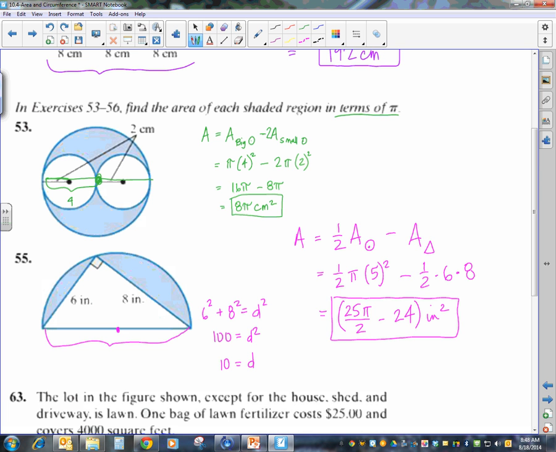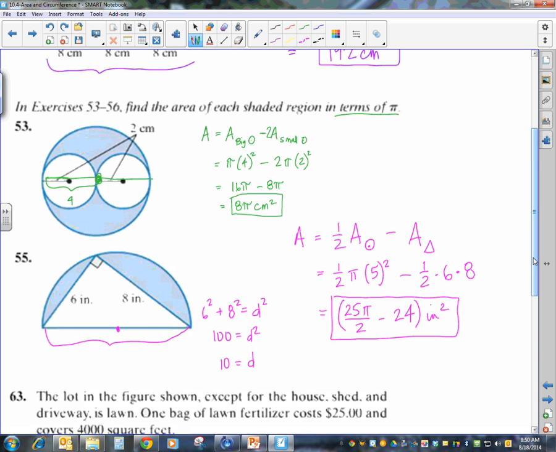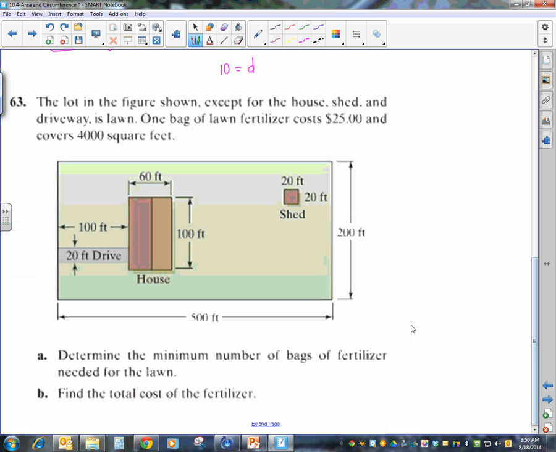Okay, one last problem about fertilizing your lawn. This last problem is very applicable because you may someday own such a lot. The lot in the figure shown, except for the house, shed, and driveway, is lawn. One bag of lawn fertilizer costs $25 and covers 4,000 square feet. So they want us to determine the number of bags of fertilizer needed for the lawn.